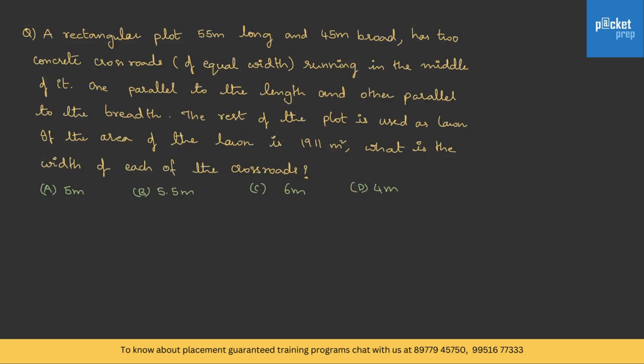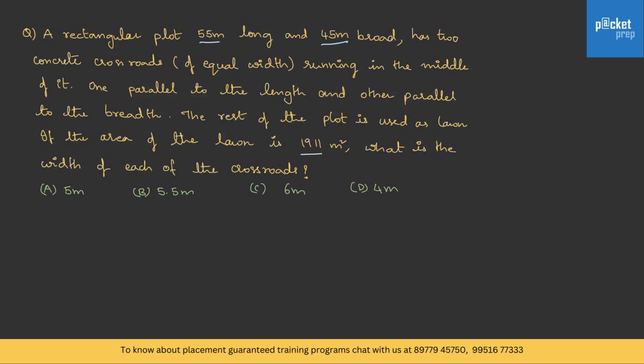Here is the question. A rectangular plot 55 meters long and 45 meters broad has two concrete crossroads of equal width running in the middle of it, one parallel to the length and the other parallel to the breadth. The rest of the plot is used as lawn. If the area of the lawn is 1911 meter square, what is the width of each of the crossroads? And a few options are there.